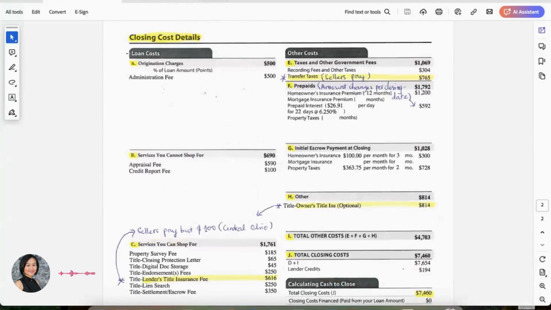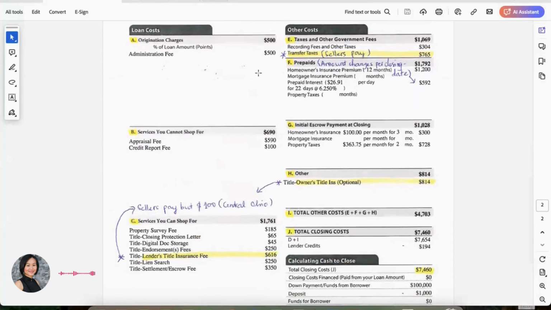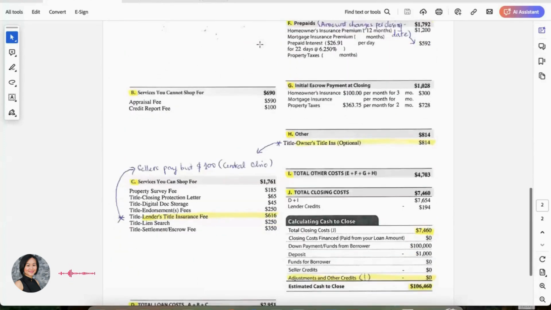All right, block A is the fee that you pay us as a broker. This amount would change according to the loan type. Is it a traditional loan or is it a non-QM loan? So that can change, but in this case, that's the fee.